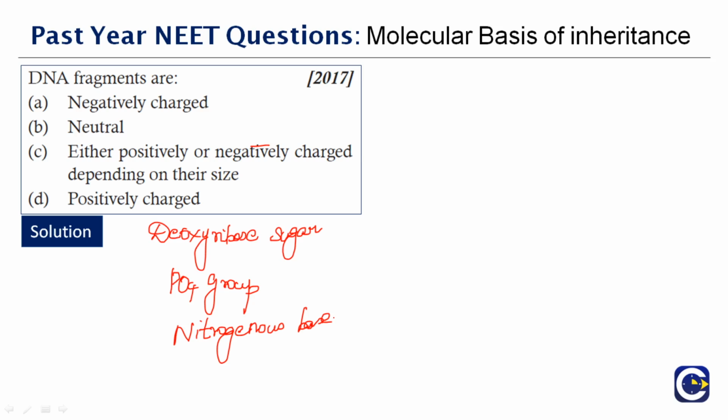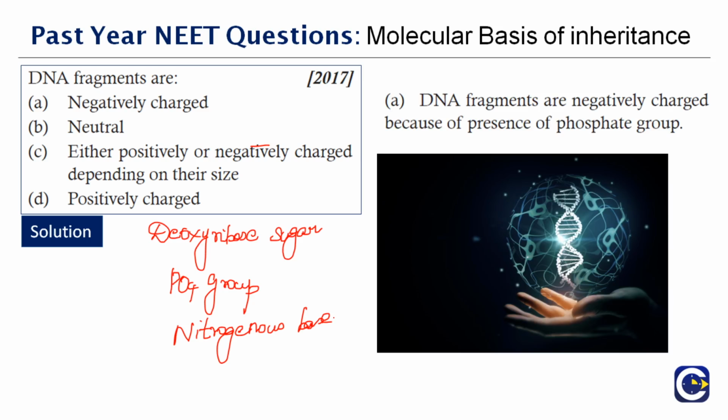Phosphate groups are negatively charged, which will impart a negative charge to the DNA. The charge of the DNA and the DNA fragments are the same. Therefore, DNA fragments are negatively charged. Therefore, the right answer is option A.